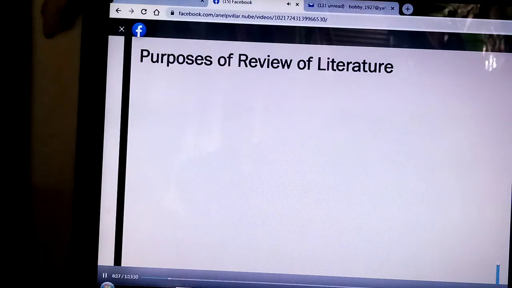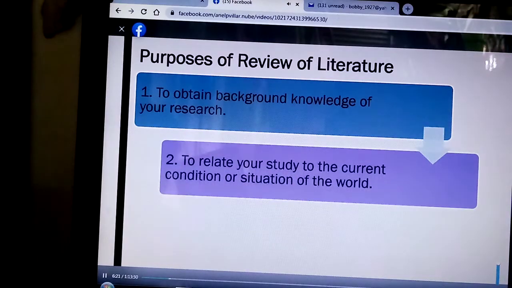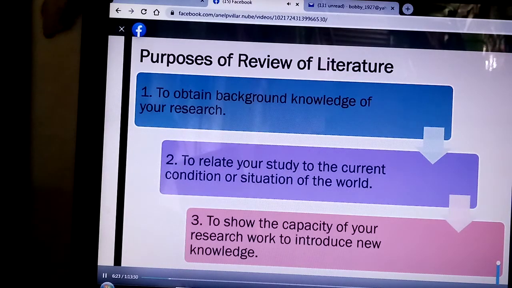So what are the purposes of review of related literature? So eto, medyo ipapasadahan ko na lang po ito mga ma'am and sir, no? Very bookish po ito. Okay, from research experts, yes, so basically from Creswell, to obtain background knowledge of your research, to relate your study to the current condition, situation of the world, and to show the capacity of your research work to introduce new knowledge.